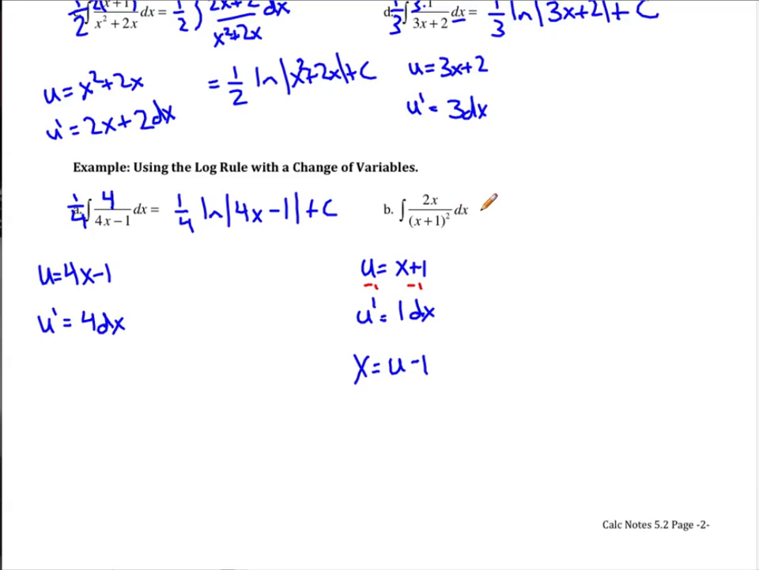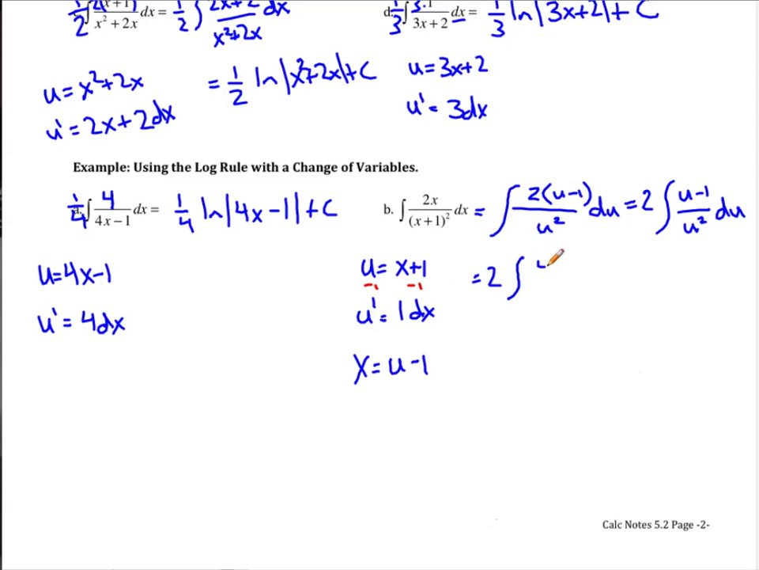Okay, so let's go ahead and change this variable now into everything with u's. So we're going to get 2 times u minus 1 over u squared du. Okay, so we'll factor out this 2 here. So we'll get 2 times the integral of u minus 1 over u squared du. And then let's break up the u minus 1 over u squared. So it's 2 times the integral of u over u squared minus 1 over u squared du.